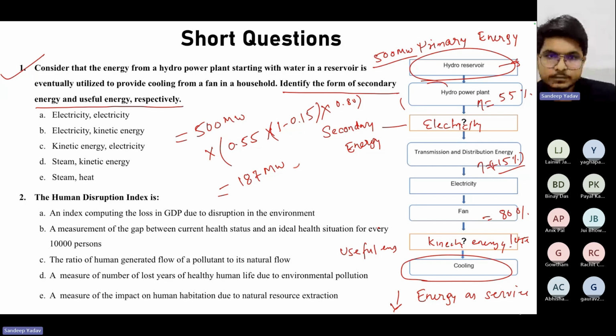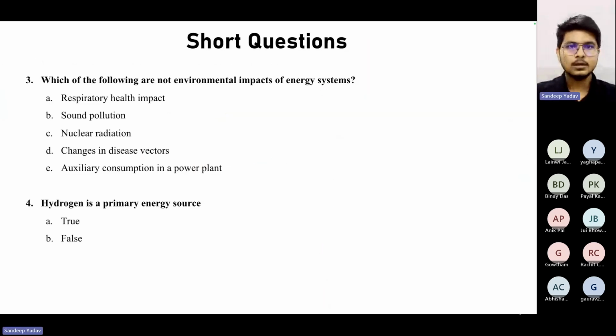Now moving ahead. Question number 3. Which of the following are not environmental impacts of energy systems?